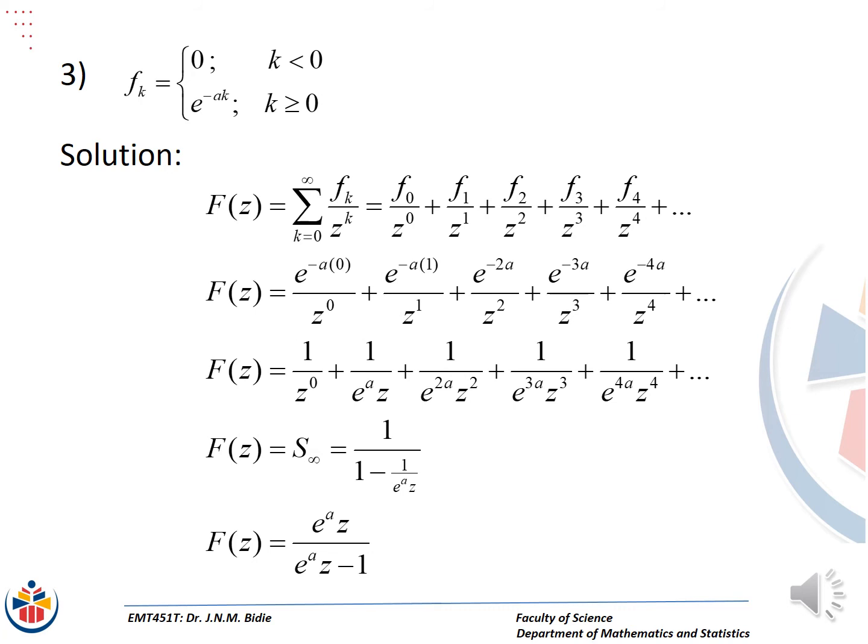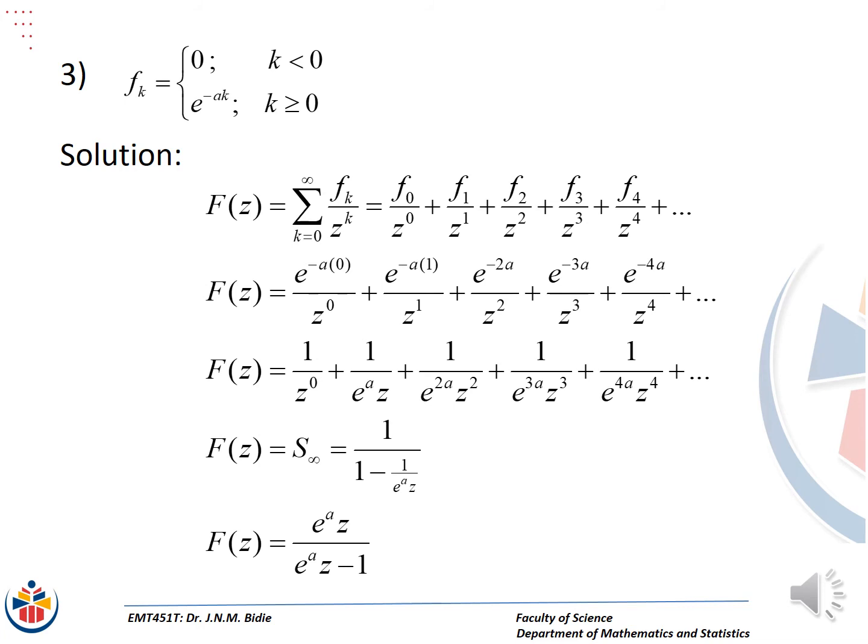Then number 3, we have fk given to be 0 for all values of k less than 0, and e to the power negative ak for k greater than or equal to 0. So that means, again, we use the formula. Note that this is a causal sequence again. So we're summing k from 0 to infinity. And then we do the substitutions. Wherever there is k in that expression, we substitute the given value of k. So that means we're starting with 0, and then 1, then 2, 3, 4 onwards.